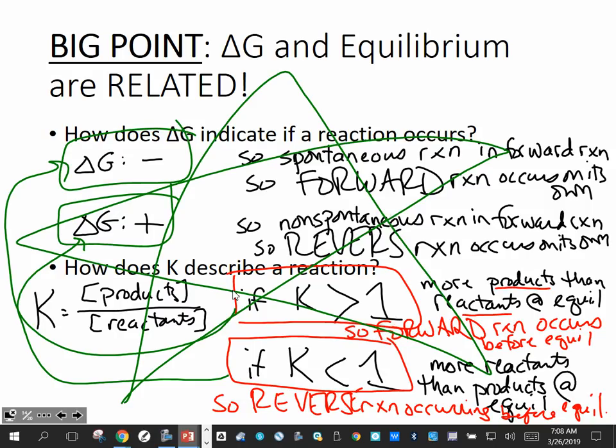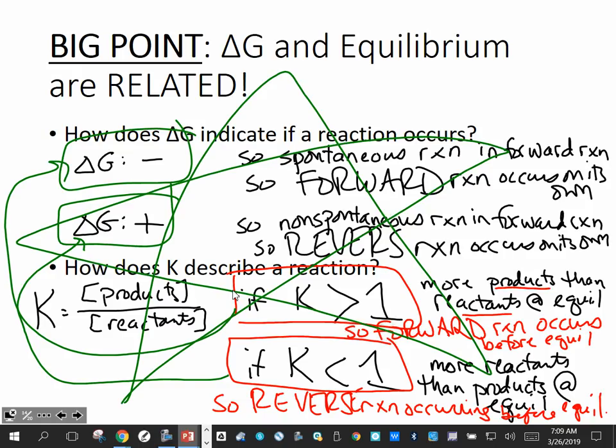But you will never, ever have a reaction that has a negative delta G with a K value that is less than 1. Every time you have a negative delta G for a reaction, its K value is guaranteed to be greater than 1, because that means the forward reaction is occurring on its own, so you're going to have more products than reactants when you get to equilibrium.